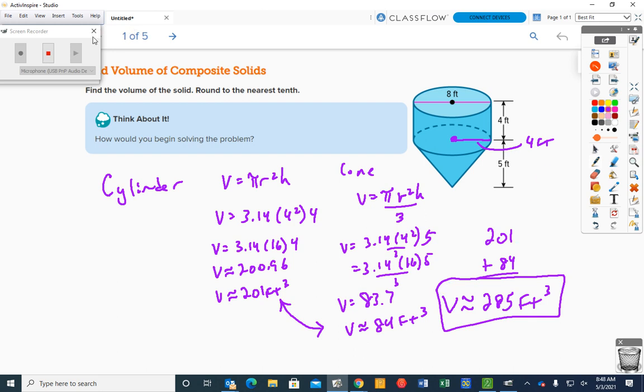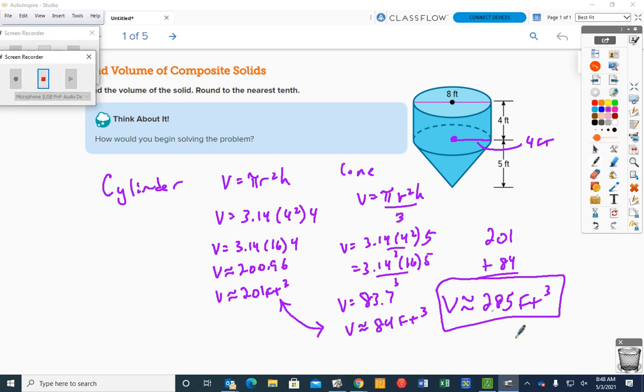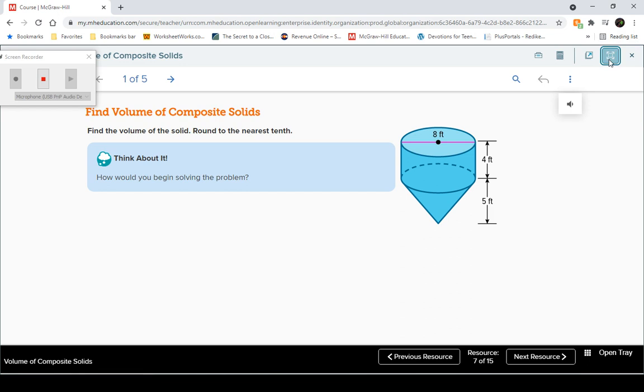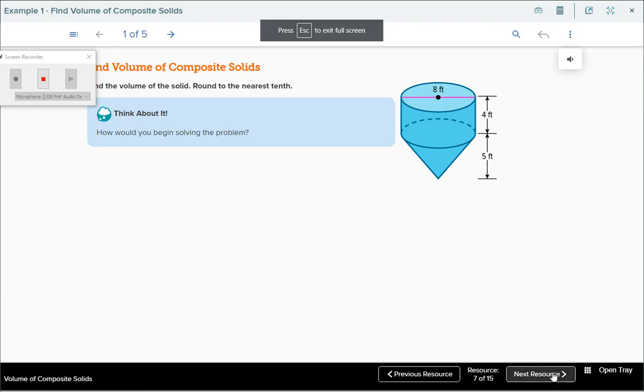Almost. It's not a worksheet. All right, so let's get rid of all of that. Okay, we'll go back to this one. All right, let's look at our next example.